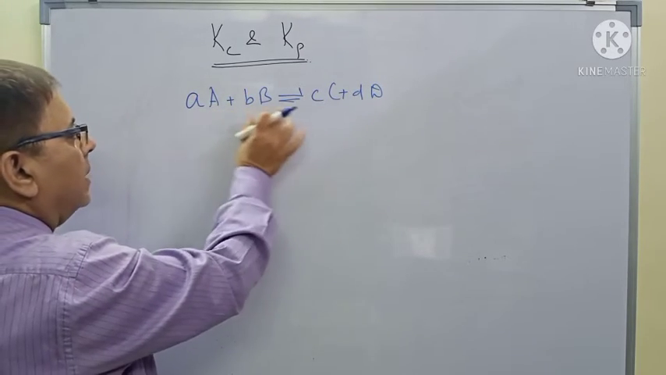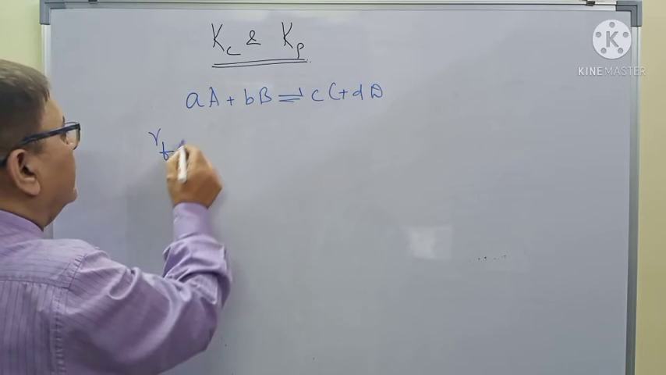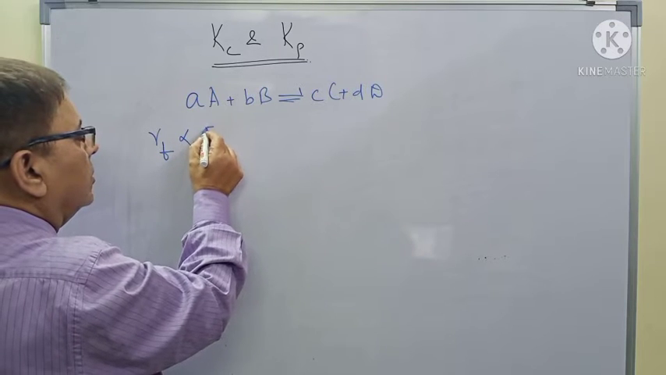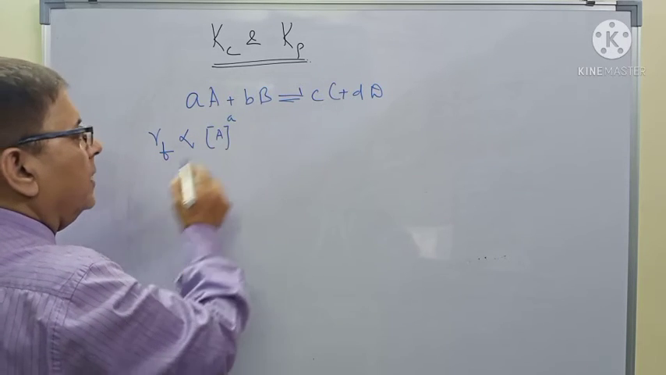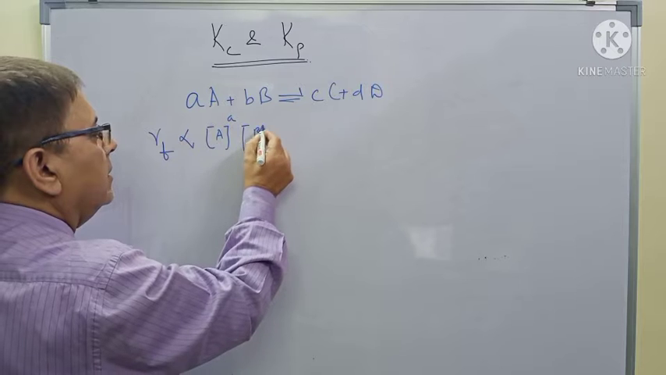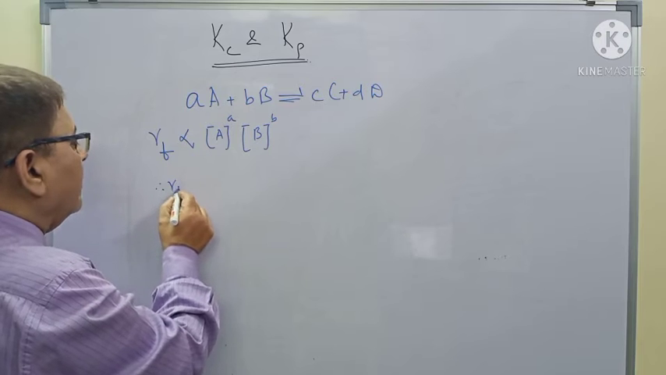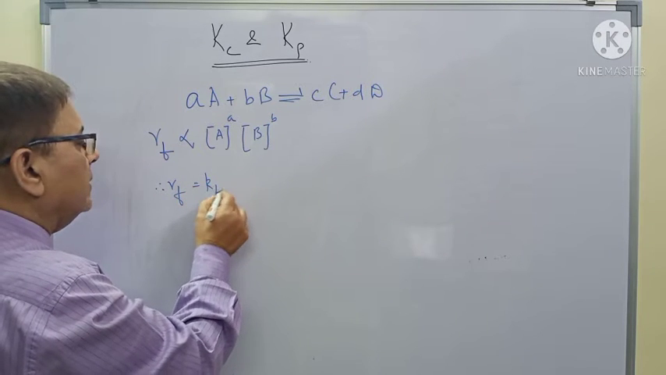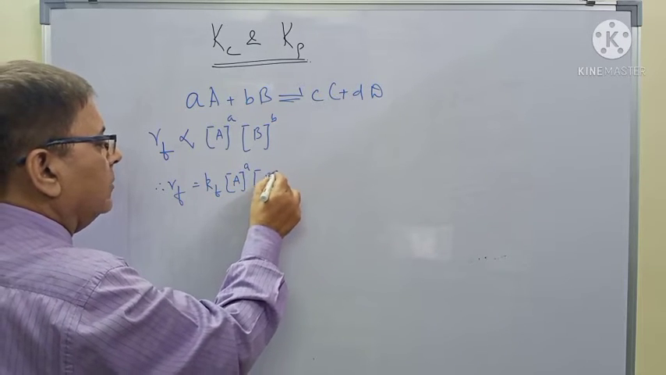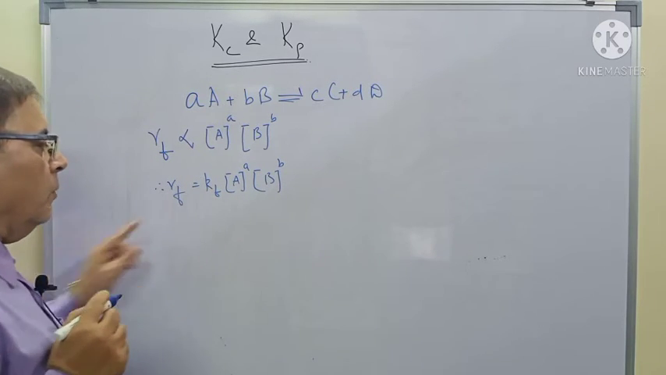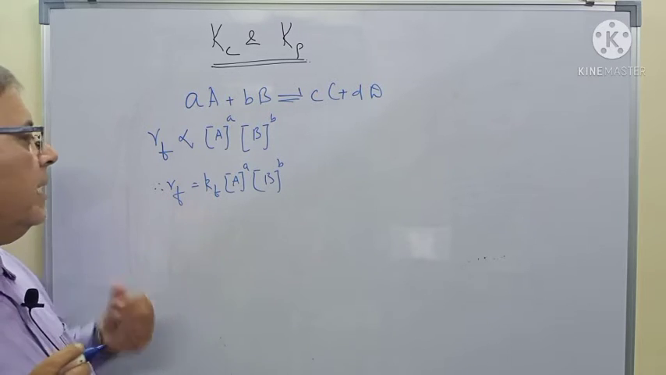Now applying the law of mass action to the forward reaction, we get Rf, the rate of the forward reaction, is directly proportional to the concentration of the reactant A raised to the number of moles of A, into the concentration of B raised to the number of moles of B. Therefore, Rf is equal to Kf, the constant, [A] raised to small a, [B] raised to small b, where Kf is the rate constant we have discussed in the first video. Rf is the rate of the reaction.